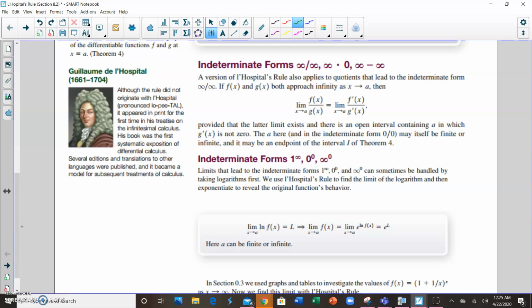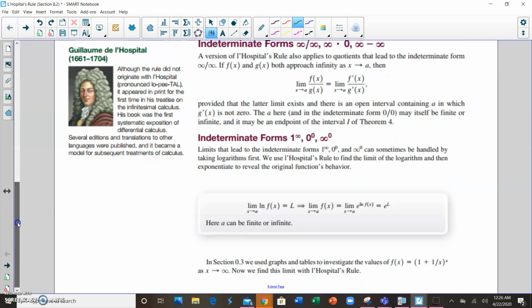Here's a nice little picture of him right here on the left, and then you can see other forms of indeterminate form. So it's infinity divided by infinity, infinity times 0, infinity minus infinity, 1 to the infinity, 0 to the 0, infinity to the power of 0. Now in Calc 1 here, we are only going to be dealing with 0 divided by 0 in your homework for tonight. So you have 7 problems.